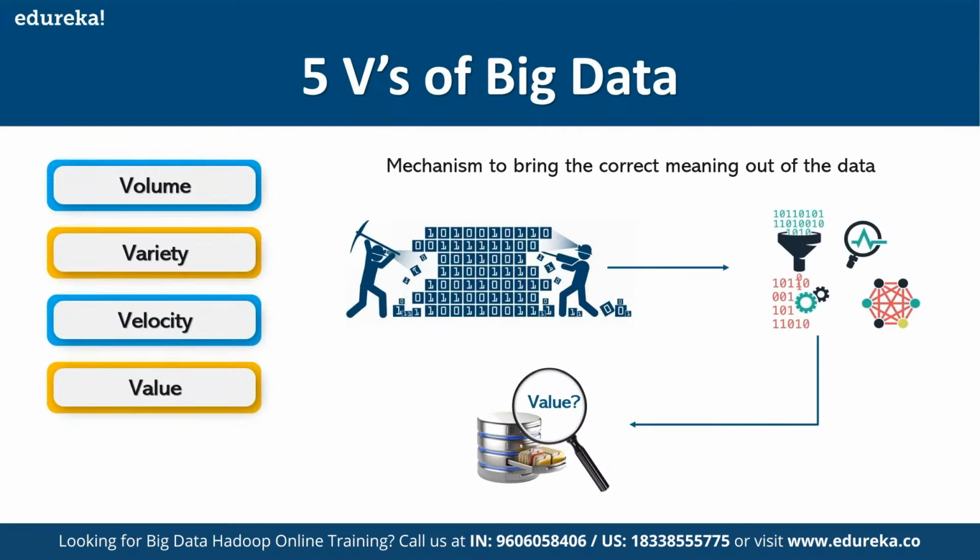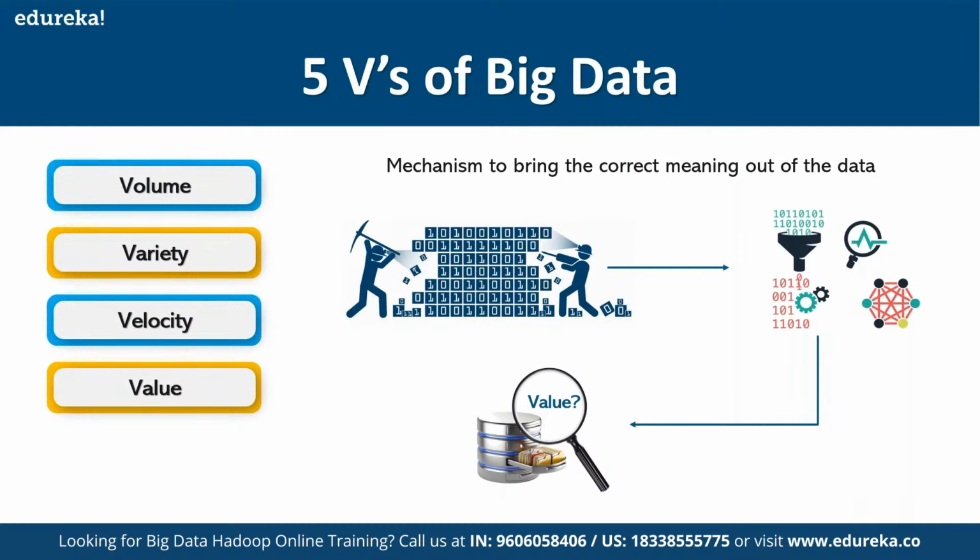The fourth V is value. Value is the mechanism to bring the correct meaning out of the data. As I already told you, let us take the same Twitter example. There are a lot of tweets available. If you are working for a company and people are tweeting good and bad about your company, you have to find which tweets are really important and which tweets can be ignored. For that, you need to do some processing. That mechanism is actually challenging when the data is huge.